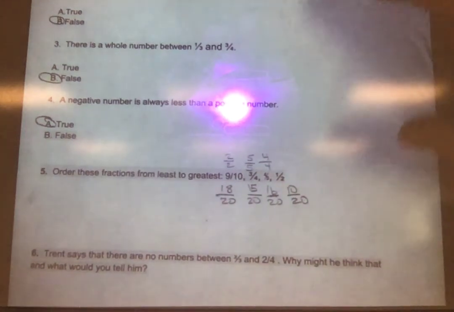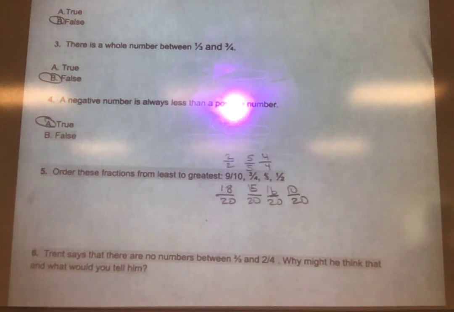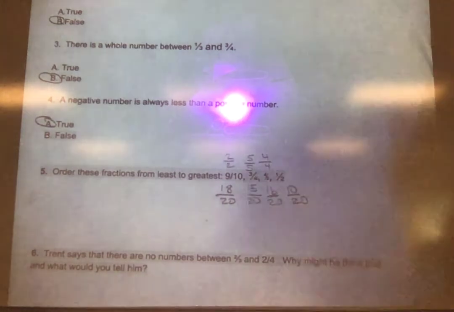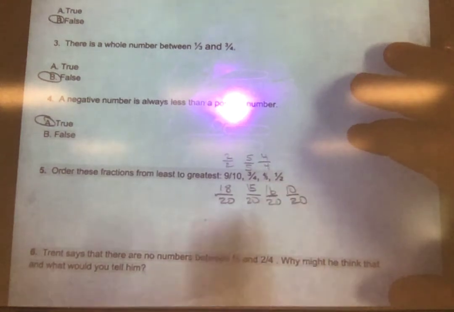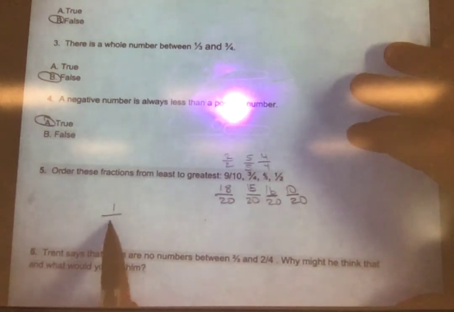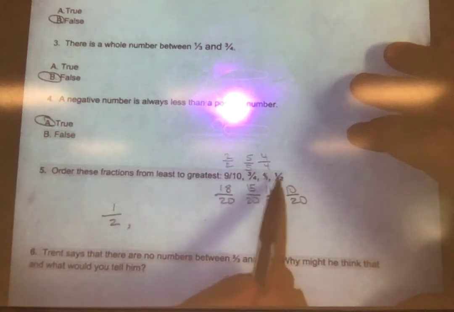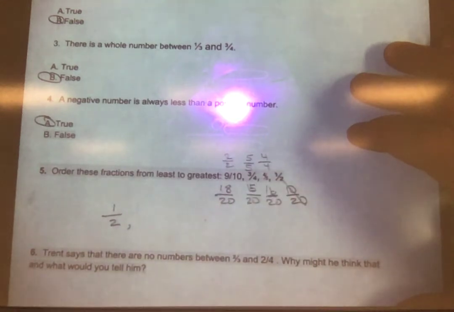So if I can get that common denominator, guys, it gets pretty easy to list these from least to greatest because I have the same size pieces now. So in this case, 10/20 is the smallest, and that is 1/2. So let's write the original back in there. There's the smallest. Okay, and I'm going to cross that off to know that I've already used it.